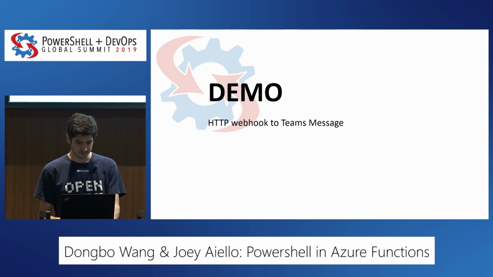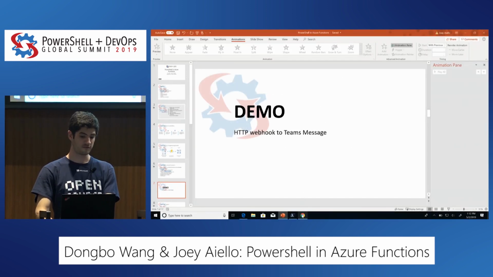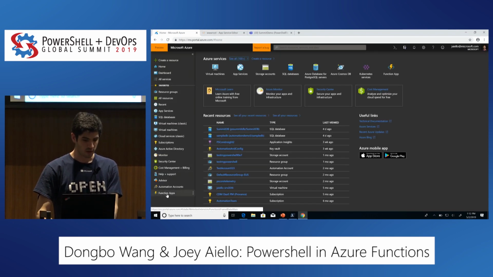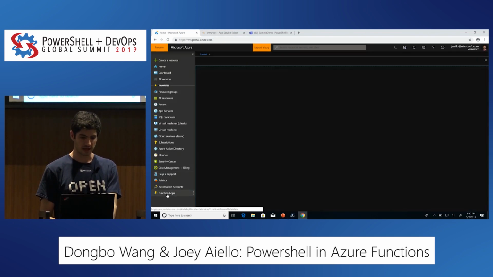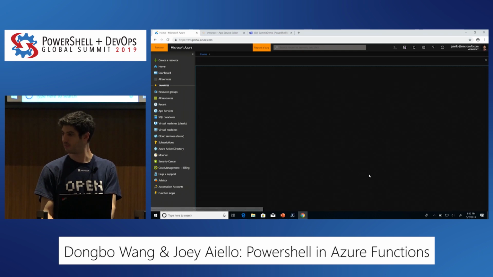So, super quick demo. This is an HTTP webhook. This is the one we're going to find out if this fails or not right now. So we go into function apps, and again, I would normally do this all from VS Code, but I did not have my laptop, and so I did not have the local code.